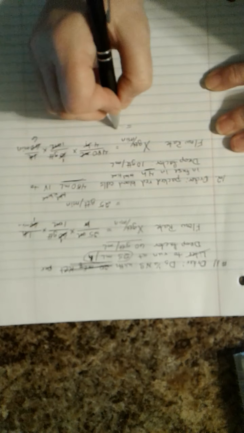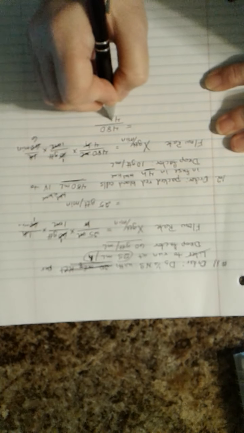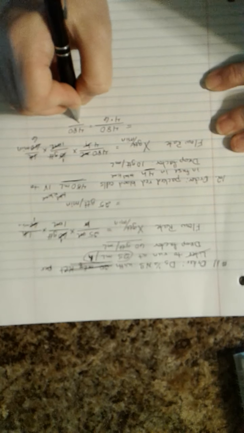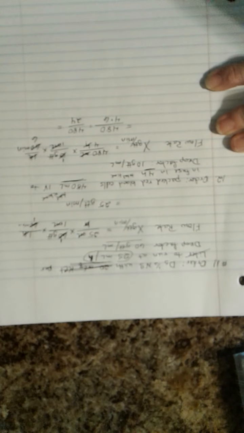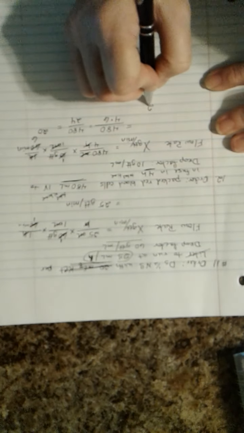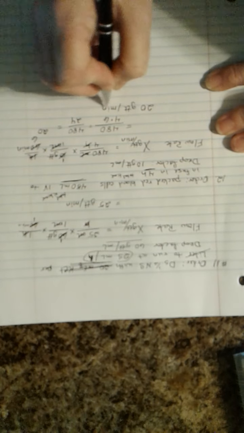So when all is said and done, I've got 480 divided by 4 times 6, which would be 480 divided by 24. And I get exactly 20. So my answer is going to be 20 drops per minute.